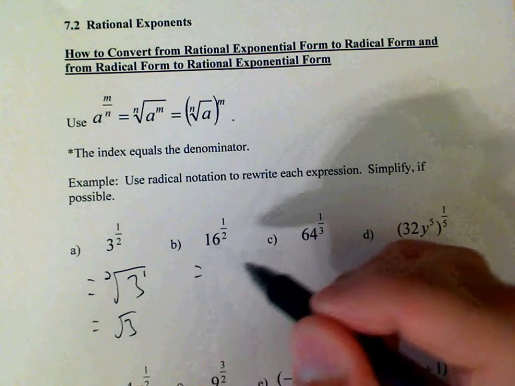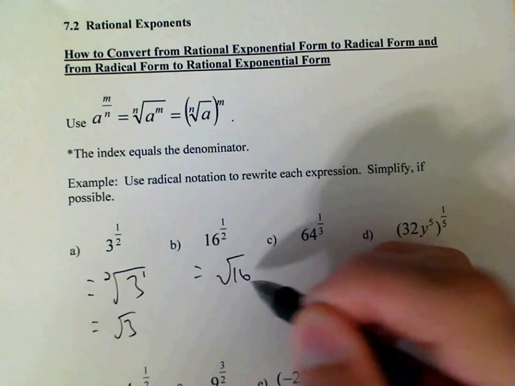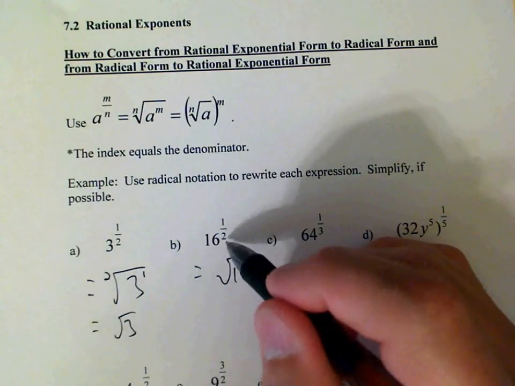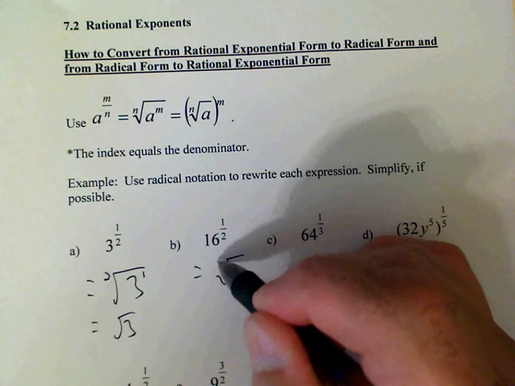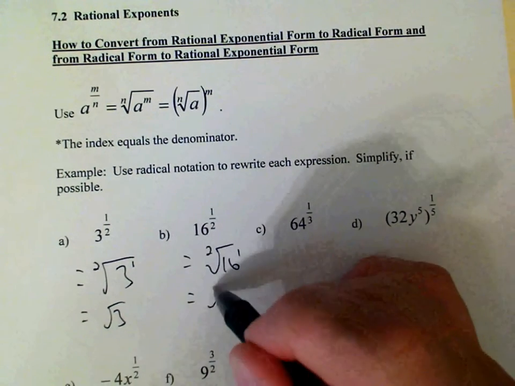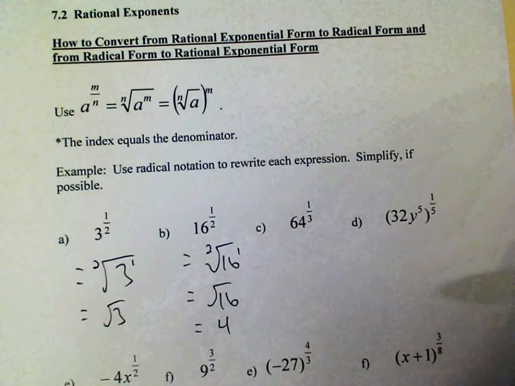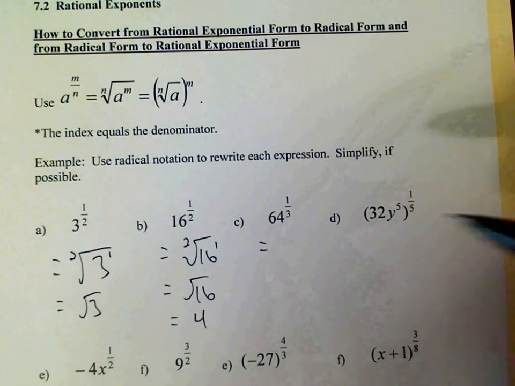Let's do B part, 16 to the 1/2 power. So let's rewrite that with the 16 on the inside. The 2, which is the denominator, becomes the index, the 1 stays. That's basically the same thing as saying what's the square root of 16, and your answer in this case would be 4. Let's do 64 to the 1/3 power.